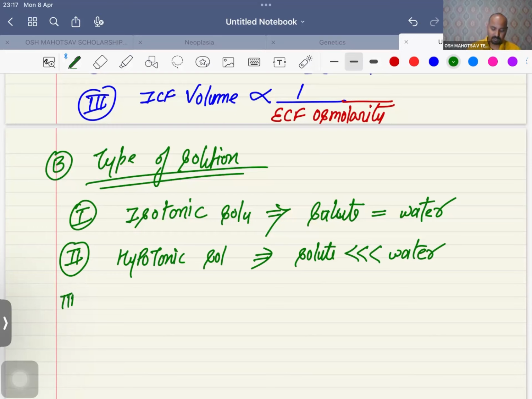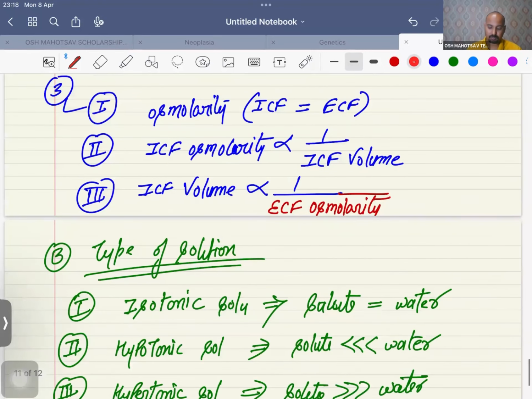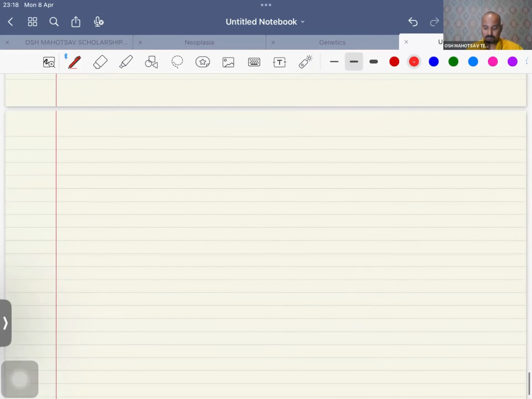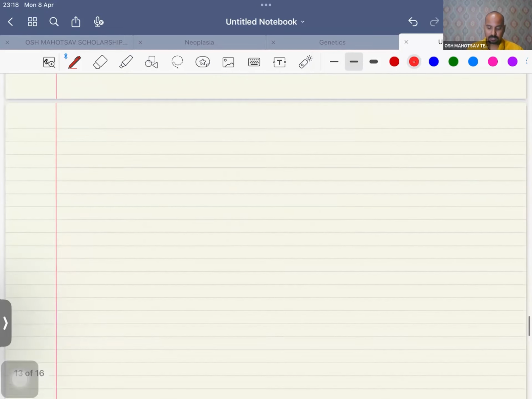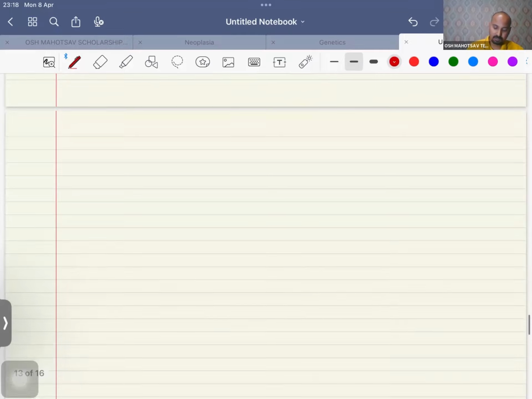Okay. Number three, hypertonic solution. According to this, solutes are more than water. A solution in which we have solutes more than water. Okay. Then we will apply this concept. We will apply all these rules and the isotonic, hypotonic or hypertonic solution concepts in the Darrow-Yannet diagram.